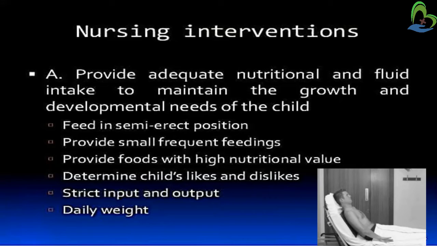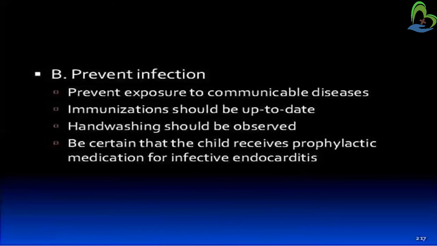Then provide small, frequent feedings. That is, we have to give the child feedings, but small and frequently. Then provide foods with high nutritional value. Whatever food we are giving to the child should be of high nutritional value, that is, rich in protein, vitamins, and calcium. Then determine the child's likes and dislikes. That is, we have to see what the child likes and what the child doesn't like. Then we have to maintain a strict input and output chart and check the daily weight.